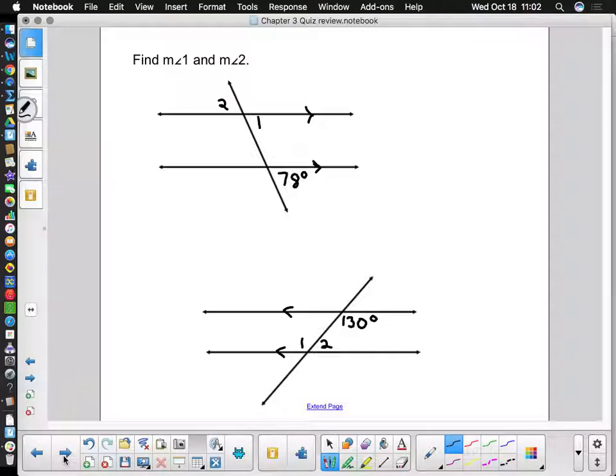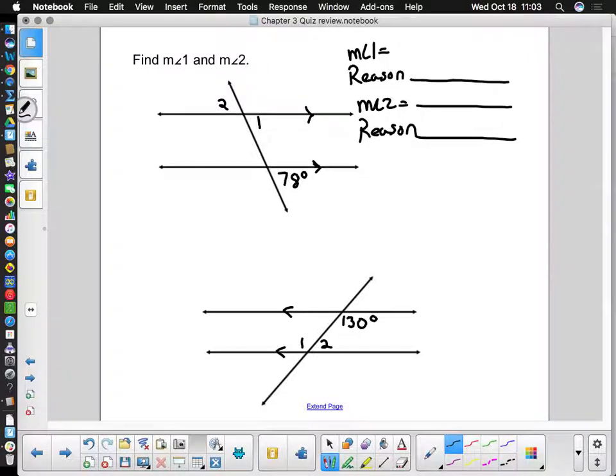All right, find the measure of angle 1 and angle 2. Now, it didn't say this on your sheet, but it will say it on the quiz: justify how you know, just like we did in the homework. So you're going to have a blank. It's going to look like measure of angle 1 equals, and then reason. And the measure of angle 2 equals, and reason. And what is the reason? It's an angle pair name plus the word theorem.